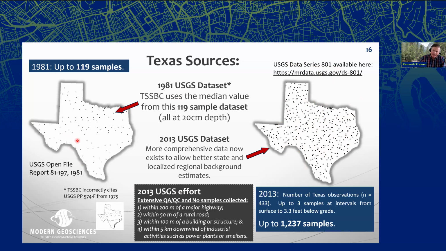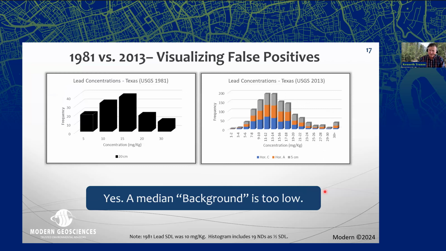But we moved from having 119 samples in Texas to, I think, roughly 1,200 or so, 1,237. And the QA/QC component to this, of course, is very impressive as well, because they specifically stay away from major highways, rural roads, buildings, and industrial activities. So there was an intent to be non-anthropogenic, to be as natural as we can get, because we keep building out, we keep affecting our environment.